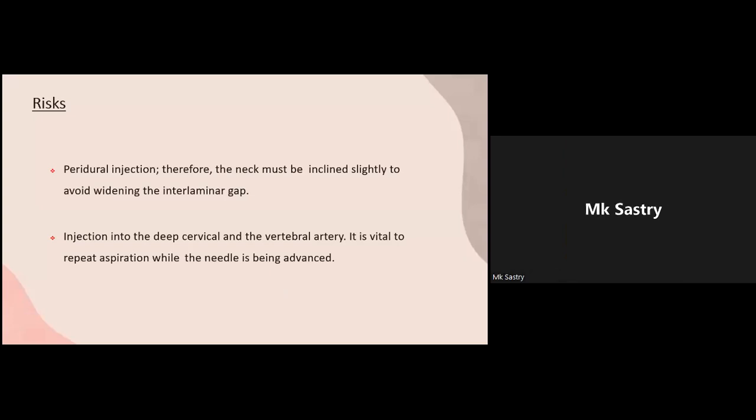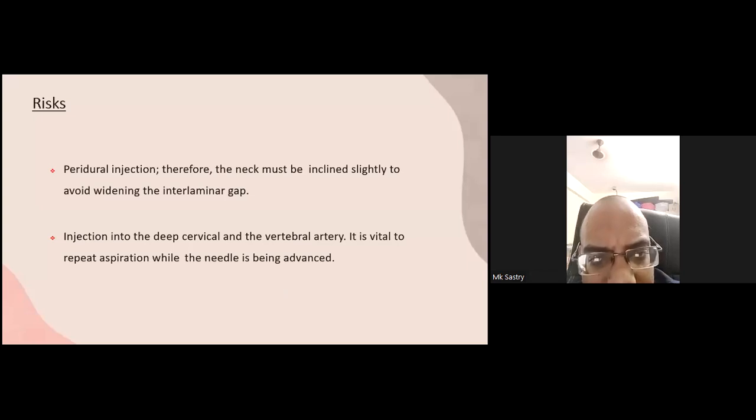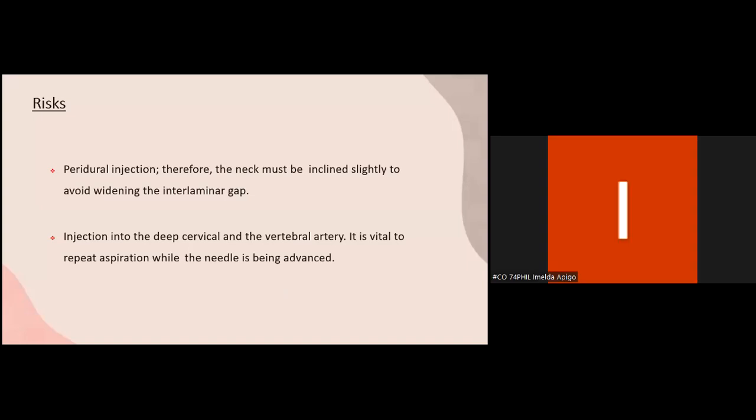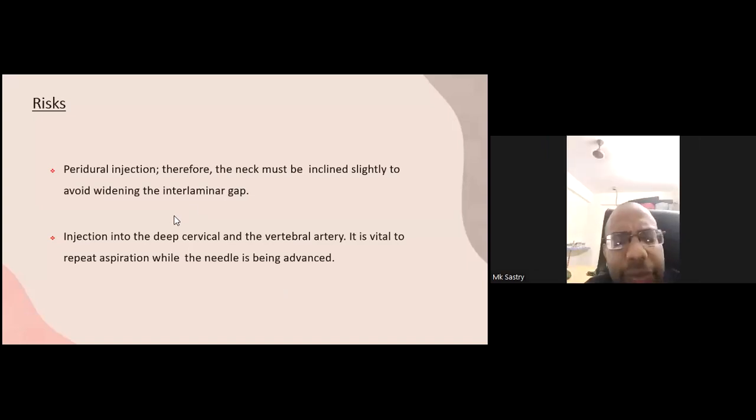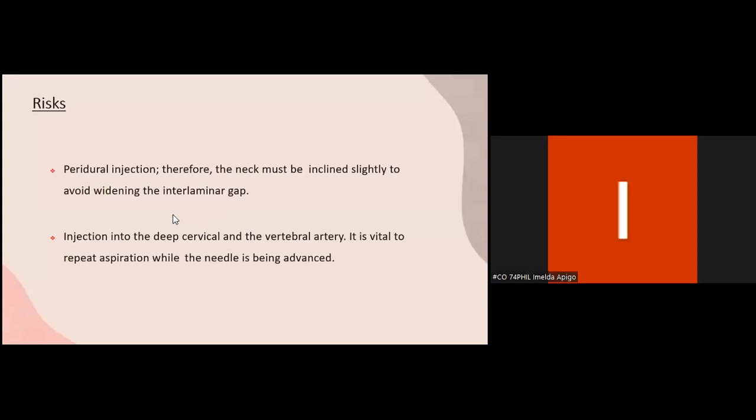An injection in the deep cervical area near the artery is vital and it may create a lot of danger. It is generally done by anesthetists. Even anesthetists do not do all these procedures. Neurosurgeons also avoid it. They may go for surgery, but they don't go for injections.